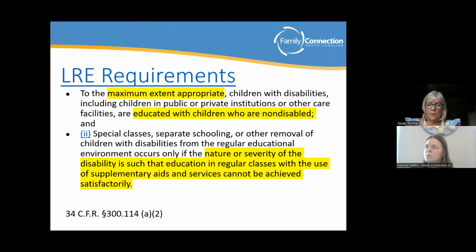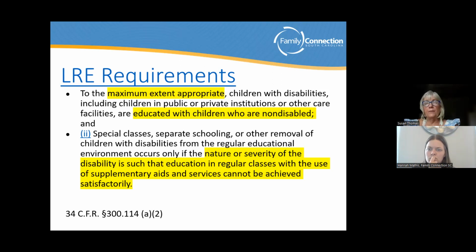The other part of this LRE requirement is that special classes, separate schooling, or other removal of children with disabilities from the regular educational environment only occurs if the nature or severity of the disability is such that education in regular classes with the use of supplementary aids and services cannot be achieved. So we remove students when we cannot get the services that are appropriate. That's when we remove students from general education.